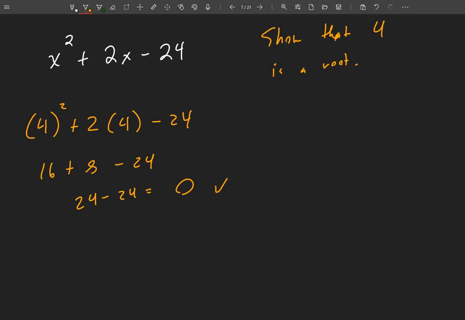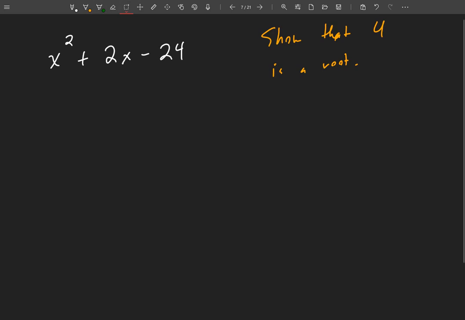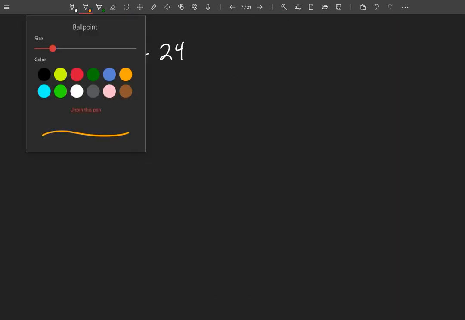Anyway, so to show that something is a root, you can either find it, right, by factoring it and actually calculating what the root is, or you can just plug it in and verify that it is in fact 0. Now, and this is worth noting, if I plug in any other number that's not a root, it's not going to give me 0. Now, let me actually show you that.